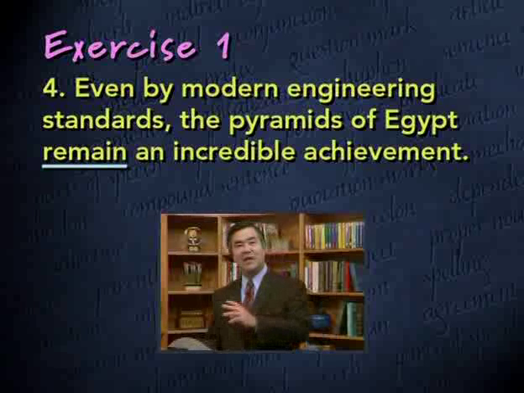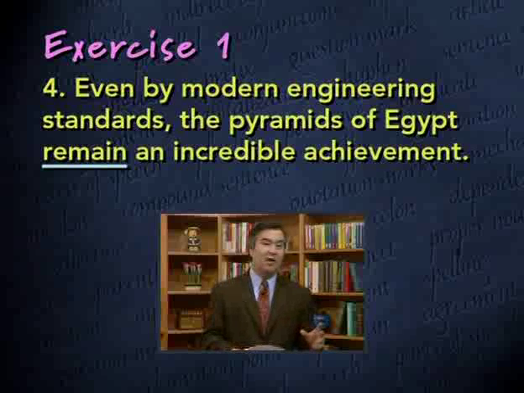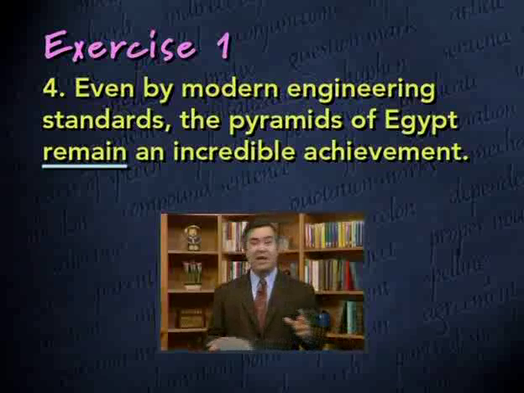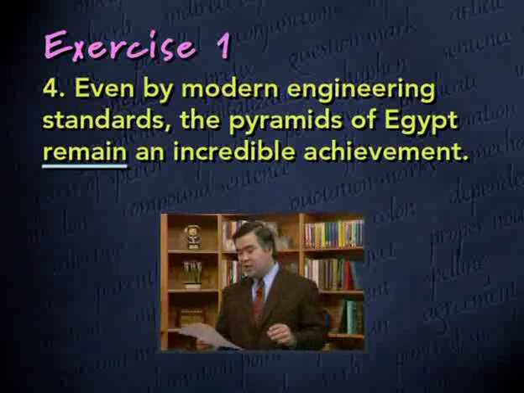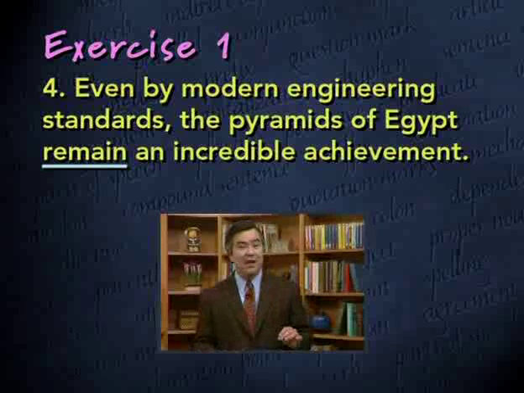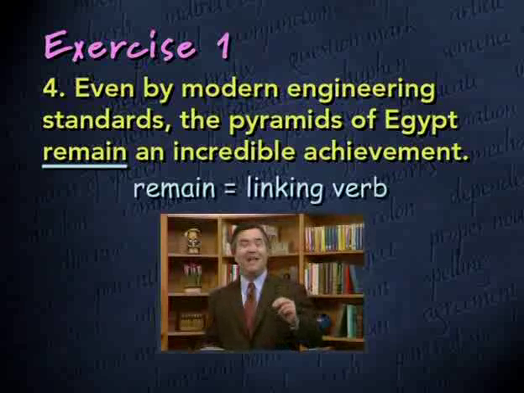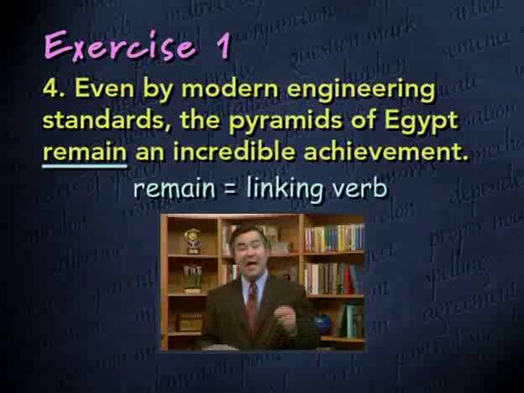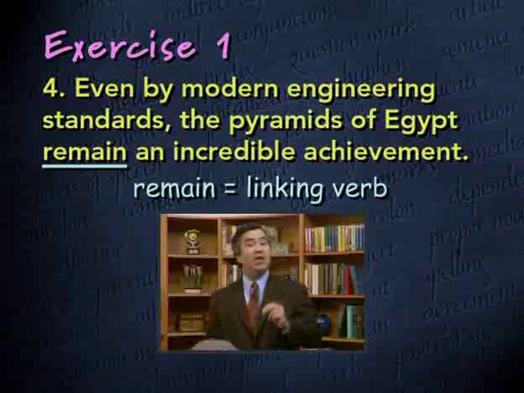Now, what about the words that follow remain? How do those relate back to the verb? Are they the object of the verb? That is, do they receive the action of the verb, or do they play some other role? Well, in this case, remain is not a verb of action, but rather a verb of being, and therefore you can probably anticipate that it's being used as a linking verb, because that's how verbs of being are used. And sure enough, what follows the verb remain is an incredible achievement.